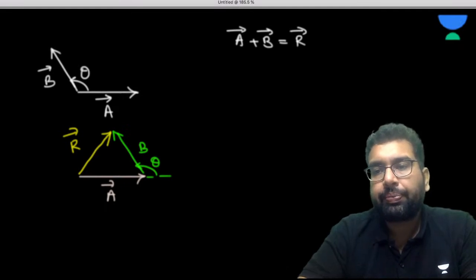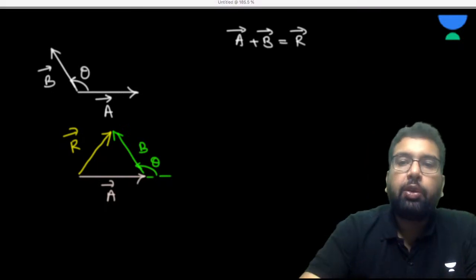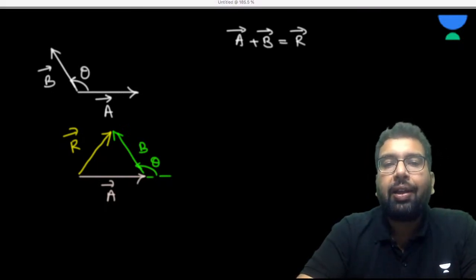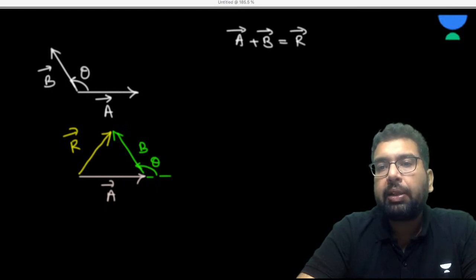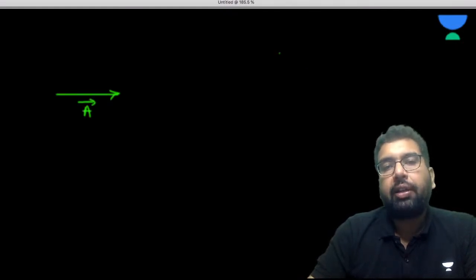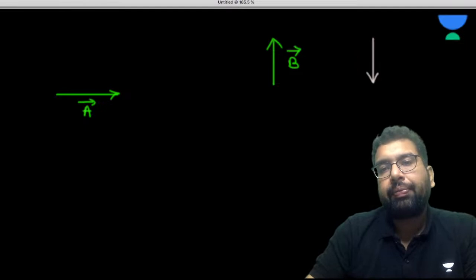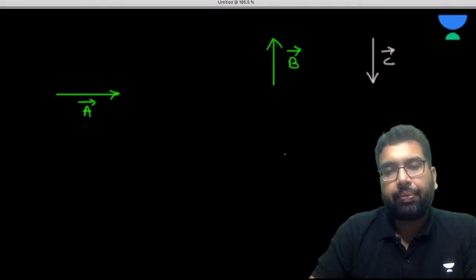Working fine? Right? So did you get the law of triangle? Now please understand this. I'll tell you something. Let's suppose two vectors, one vector is going like this, and one vector is going like this.